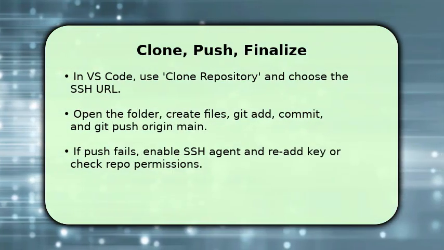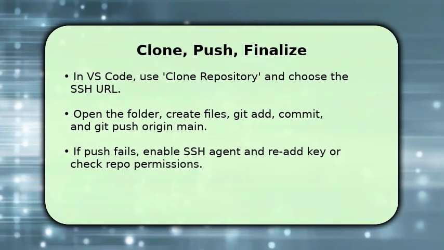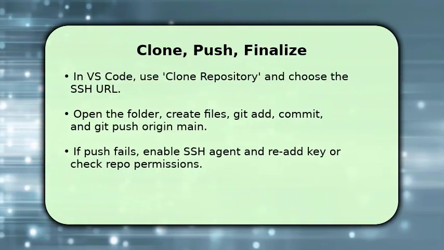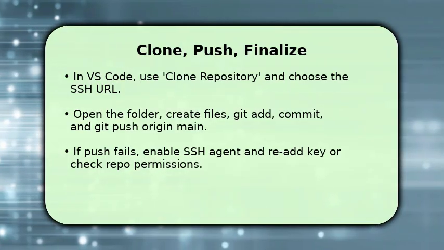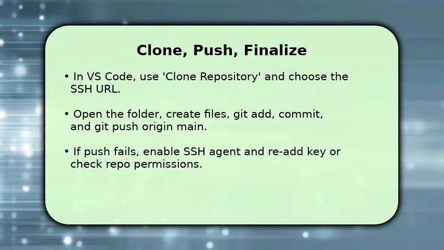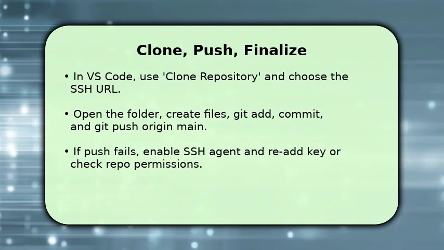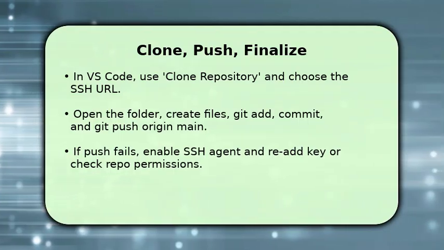Finally, clone the repo into VS Code using the SSH clone URL, choose a local folder and open it. You'll develop normally. Create files, git add, git commit -m "message", then git push origin main. VS Code will use your loaded SSH key so no password prompts appear.